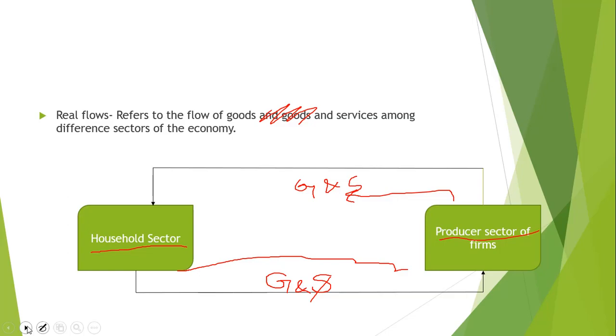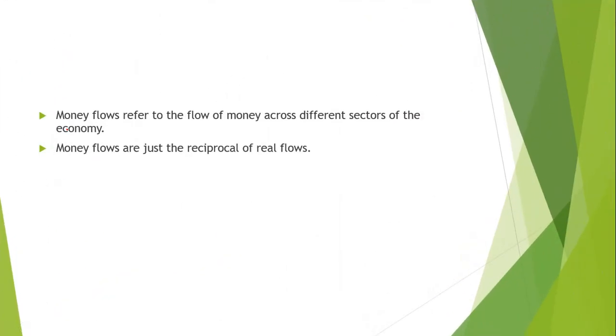It means they also help us, and we also help them. Now, money flows. What are money flows? Instead of goods and services, we just take money. That's all money flows are. Money flows refer to the flow of money across different sectors of the economy.